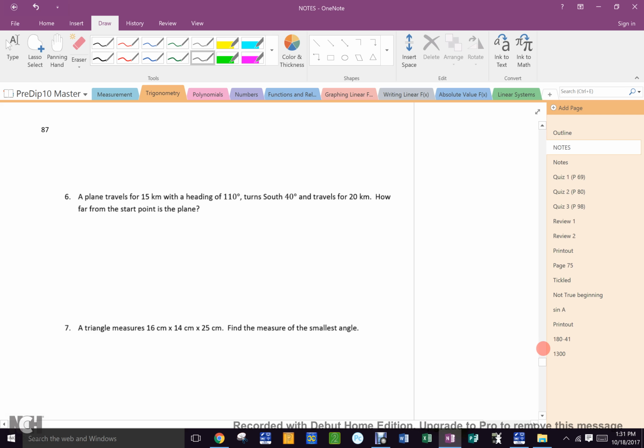Uh-oh. Headings. Oh, people are poopy at these. Very, very poopy. I'm going to do my compass rose in gray. This is where the plane starts. Goes 15 kilometers with a heading of 110. Where is 110? Since it's directions, it's north, east, south, west. Not the coordinate plane, is it? No. So where's 110? In the southeast. Going this way, yeah?